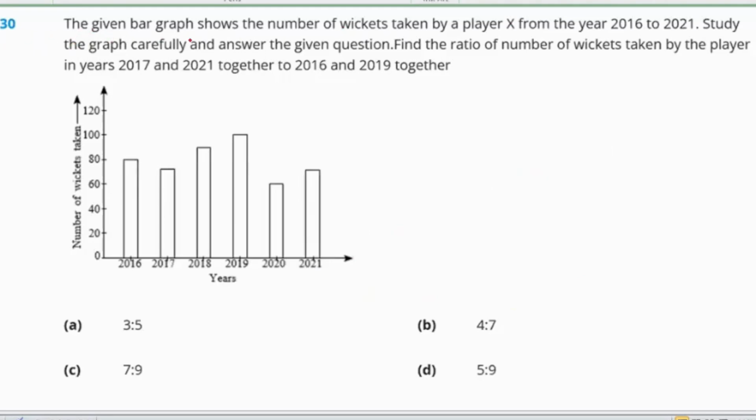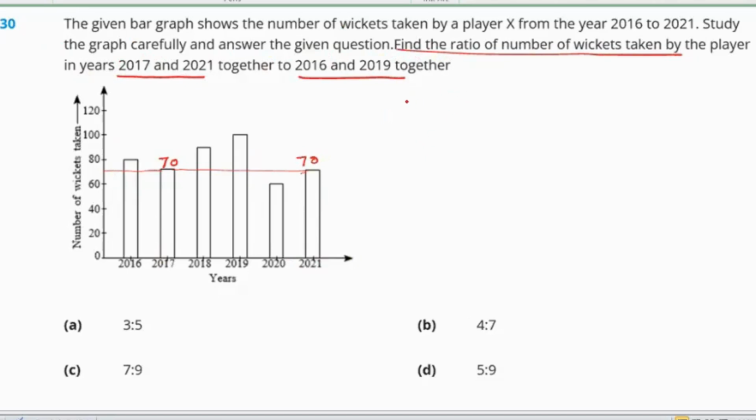Question number 30 is saying the given bar graph shows the number of wickets taken by a player X from the year 2016 to 21. Now study the graph carefully and answer the question. We need to find the ratio of the number of wickets taken by the player in the years 2017 and 21 together to the years 2016 and 19 together. If we are talking about year 2017, we can clearly see he has taken 70 wickets because 70 lies between 60 and 80. And if we are talking about the year 2021, that is similar to 2017, which is 70.